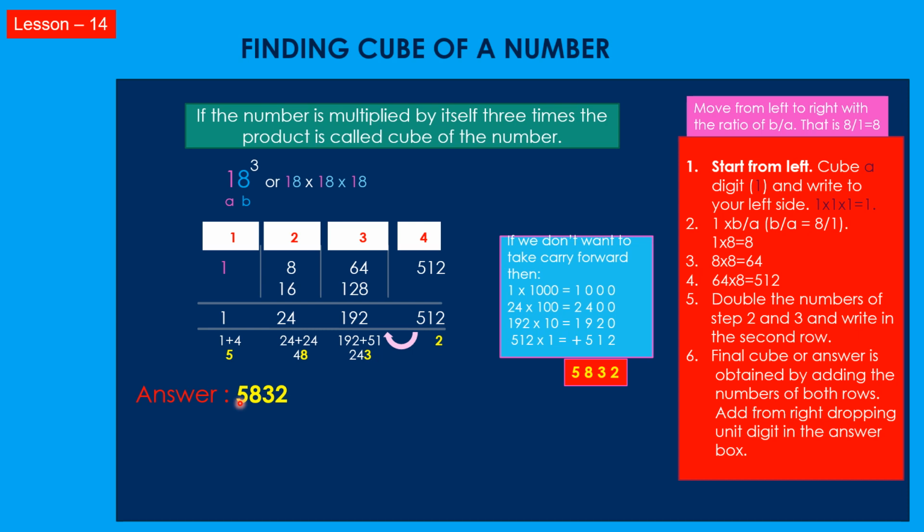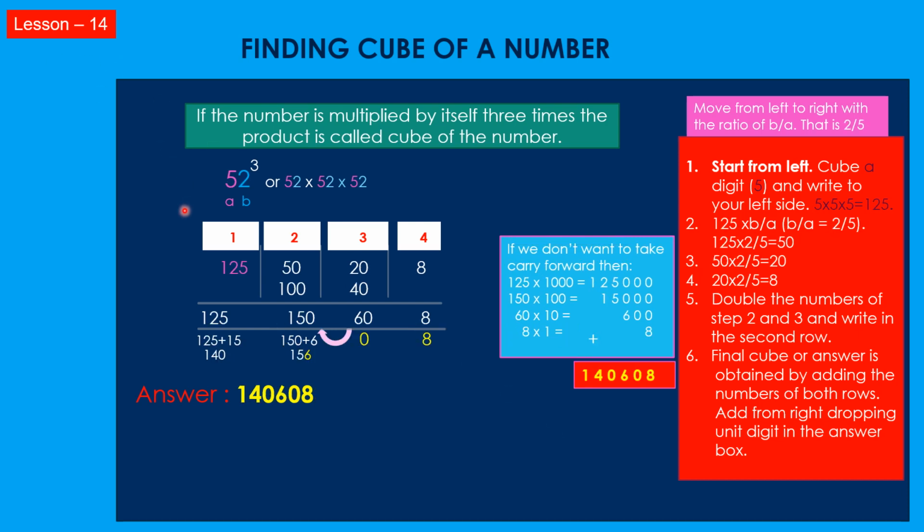There is another way, if you don't want to carry forward the numbers, so you can do like this: 1 times 1000 is 1000. 24 times 100 is 2400. 192 times 10 is 1920, and 512 times 1 is 512. You add up all those numbers, then also you will get the same answer, 5832. So cube of 18 is 5832.